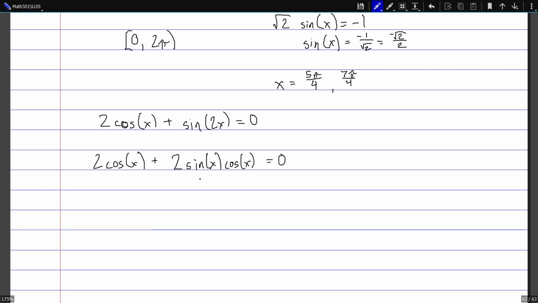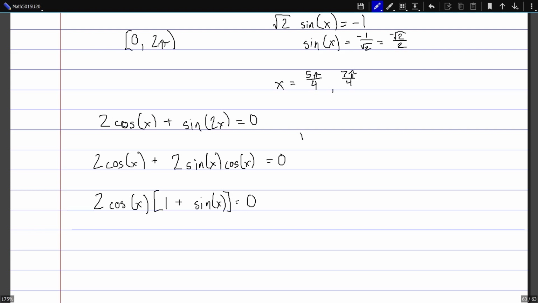In fact, now that this is a product, this allows for factoring. These both have a common factor of 2 cosine of x. So we'll factor that out of both parts. That'll leave us with 1 plus sine of x on the inside. Oh, and look at that. We're set equal to 0. This means that we can apply our zero product property here to solve.